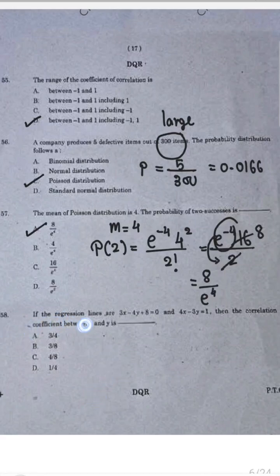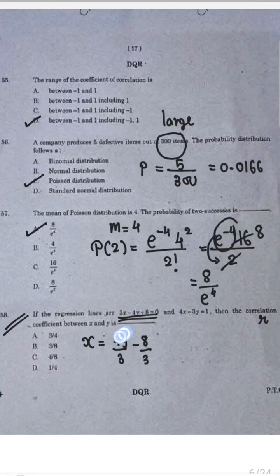Then if the regression lines are this and this, then what is the correlation coefficient between x and y? This is a kind of question which will definitely be asked in each attempt. They have given us two lines and are asking for the value of r. First write this equation as x equal to. If I write the first equation as x equal to, I get 4y by 3 minus 8 by 3.